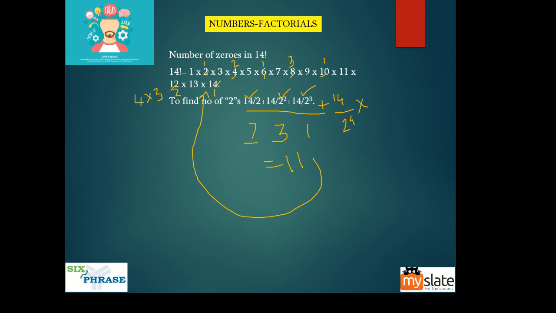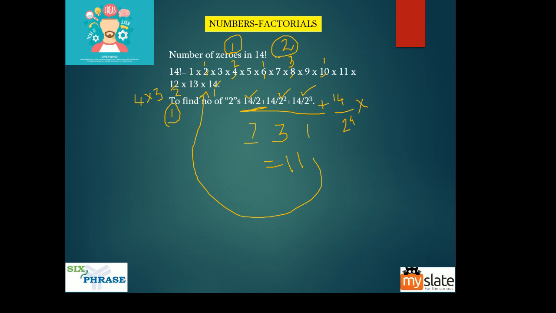Okay, when you do 14 by 4, there are two 2s here. Out of the two, only one was captured here, right? So how many 2s are remaining here? You have one remaining. Here you have two remaining. Here again you have one remaining. The numbers in circle are the remaining 2s after 14 by 2 is done.